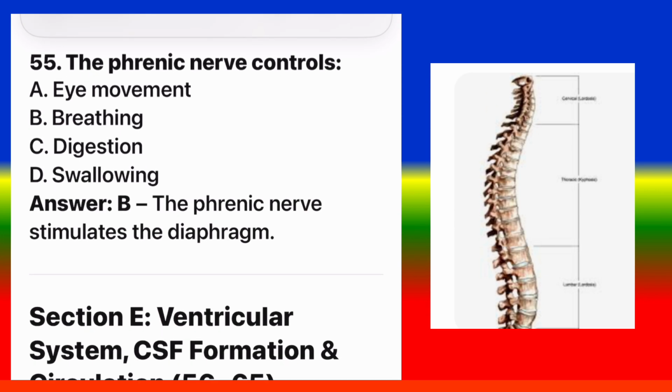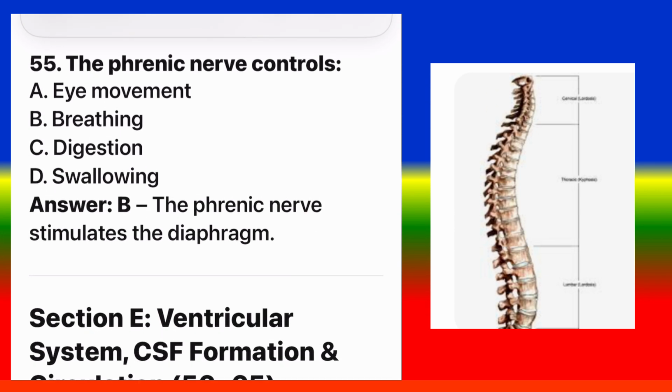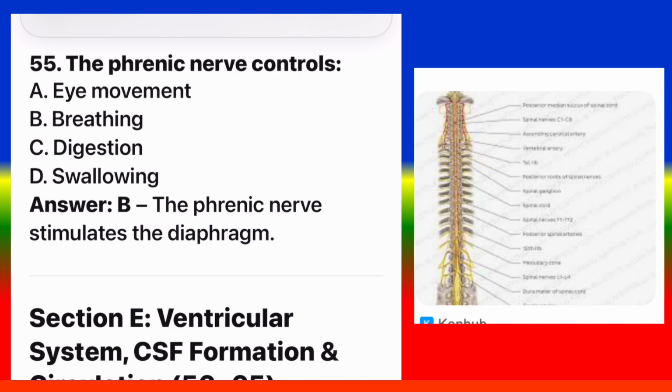55. The phrenic nerve controls A. Eye movement, B. Breathing, C. Digestion, D. Swallowing. Answer B. The phrenic nerve stimulates the diaphragm.